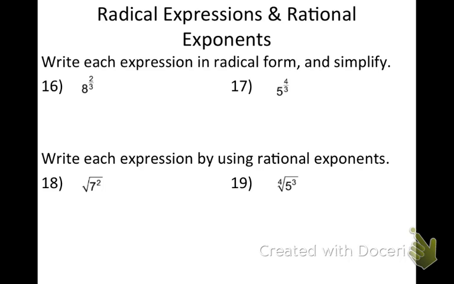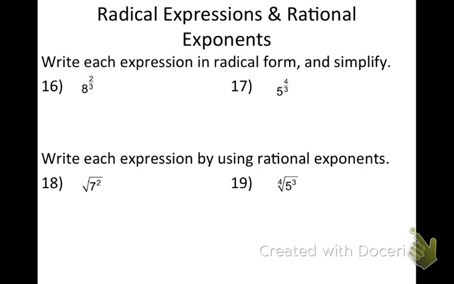Try these four. Write each expression in radical form and simplify. 17 does not come out evenly, and neither does 19, so just write those in radical form. 16 and 18 you can simplify all the way down.